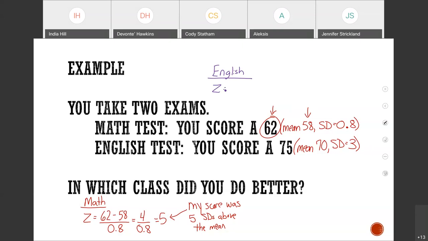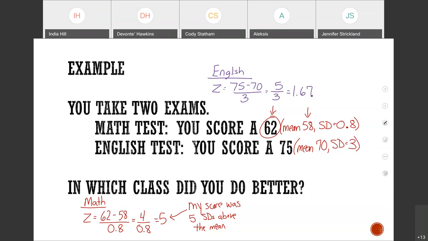75 minus 70 on the top. And then we're going to divide by 3, right? Right, so that's going to be 5 over 3. Right, so 1.67 is what you should get from your calculator.